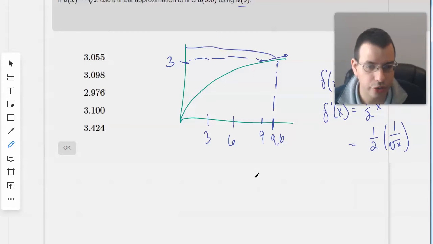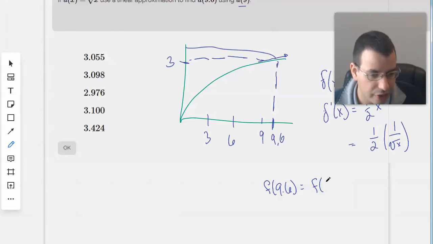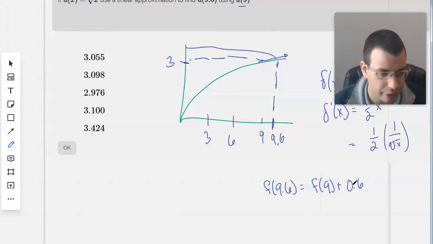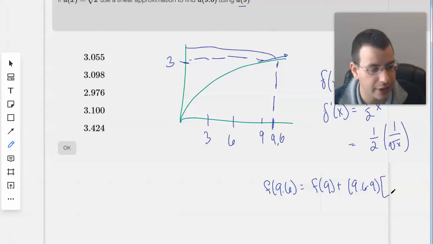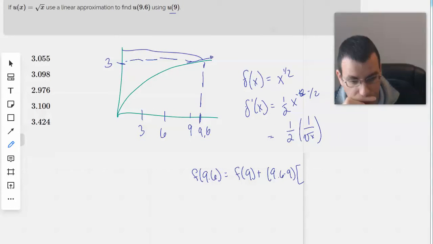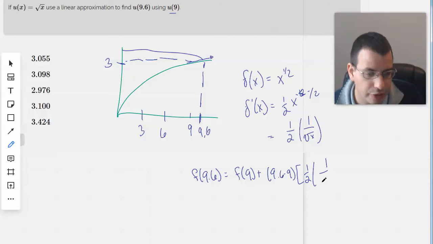So what we're going to do is the value of 9.6 will equal the value of 9 plus 0.6, which is 9.6 minus 9, which I should probably write out, 9.6 minus 9 times 1/2 times 1 over square root of 9.